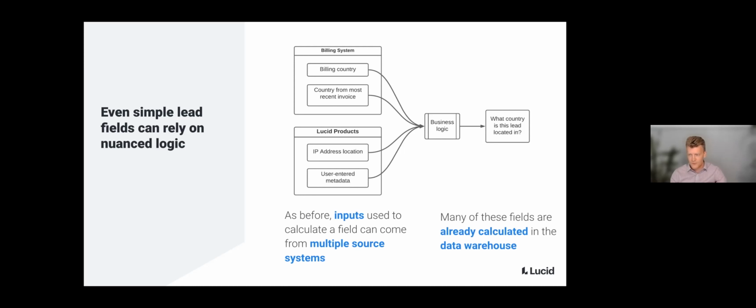And similar to before, your big takeaways are that the data used to calculate location comes from a bunch of different source systems. They all need cleaning. And most importantly, many of those fields, this field in particular, is already calculated in our data warehouse. We use it in a bunch of different places. It's not just our marketing team that's interested in that. It's actually quite a few people.